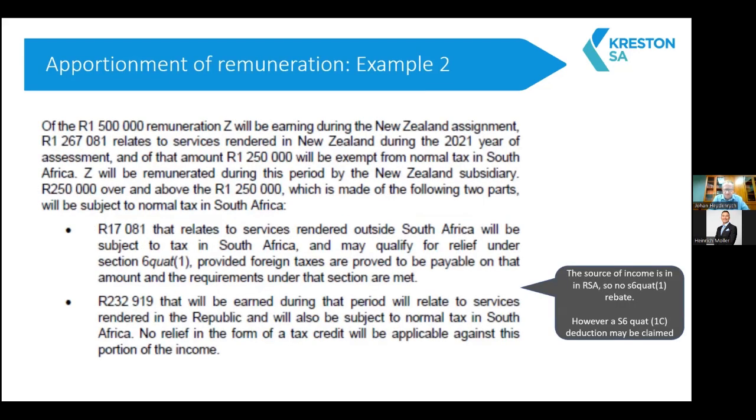You're not finished yet. All right. Of the 1.5 million rand remuneration, Z will be earning during the New Zealand assignment 1,267,081 related to services rendered in New Zealand during 2021.